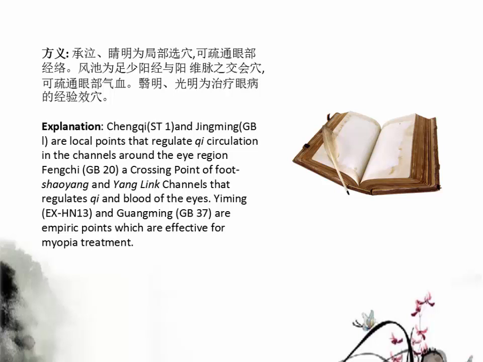Stomach 1, okay, local points, move qi, circulate qi in the area. GB20, crossing point of Shaoyang and Yang linking channel, Yang Wei Mai, right? Regulates qi and blood of the eyes. You know, this is a big point. It has many functions, but that's an interesting and important one that we often don't think of.